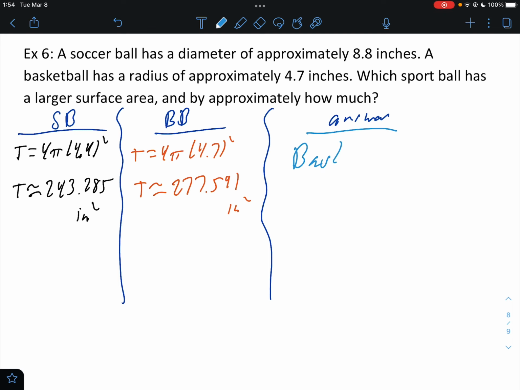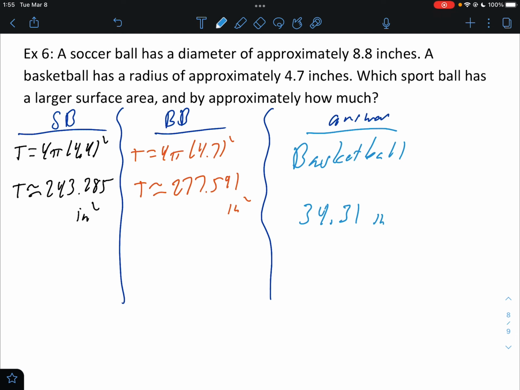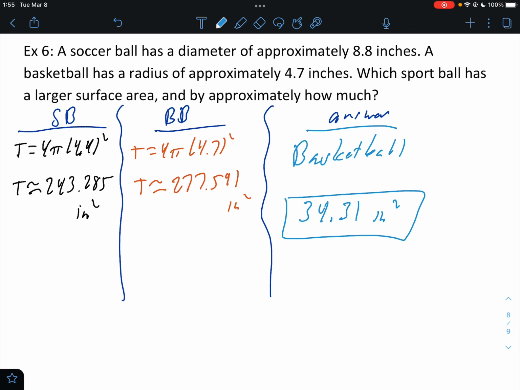So obviously, which one's bigger? The basketball is bigger. By how much more? Well, we're just going to subtract this minus this, and it's approximately 34.31 square inches bigger surface area than the soccer ball.